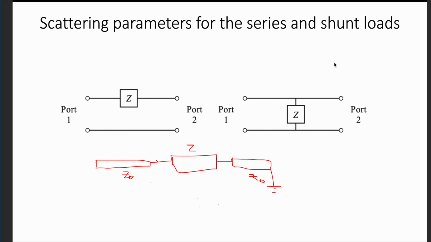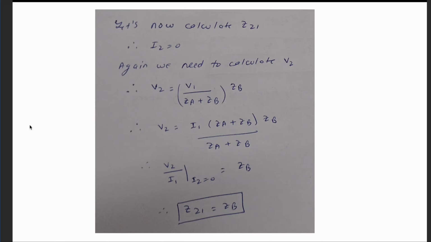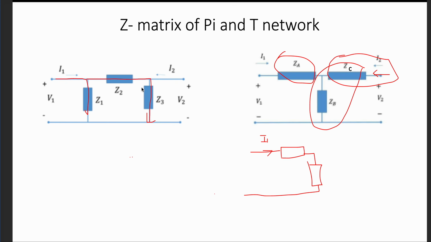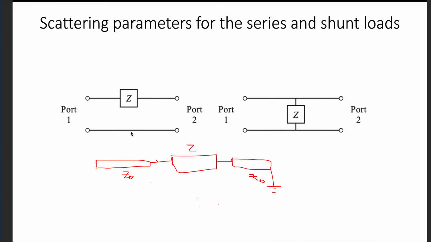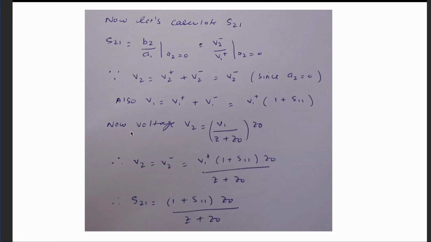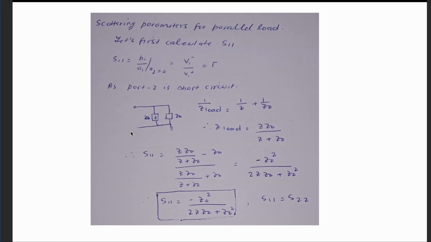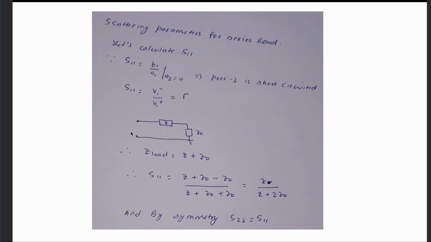Okay, so if you understood it, I urge you to try it by yourself. Whatever problem I have done here, you can find in the assignment also, but here I did them quite generally, like the assignment is asking you just to find Z21 or Z11. Here we have calculated all 4 parameters for both the pi and T network, which is important. And we calculated the scattering matrix when you have some series and shunt load between the two ports, and we got the general formula of all the scattering parameters for both series and parallel loads.